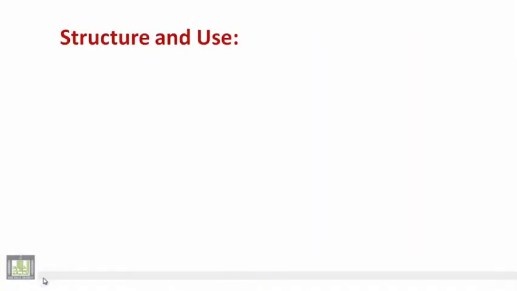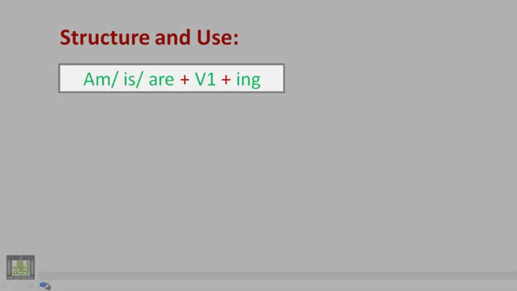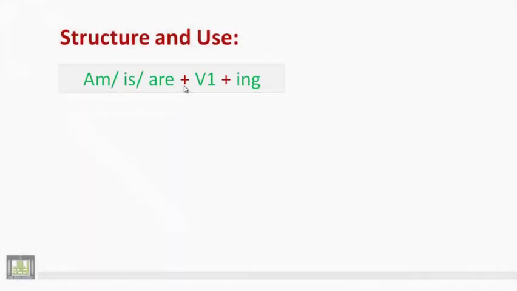Structure and use. We will start by talking about the structure and use. The structure of this tense is is/are plus verb 1 plus ing. Of course we use am with I. We use is with singular nouns, or what stands in for he, she, it. And we use are with plural nouns, or what stands in for we, you, they.